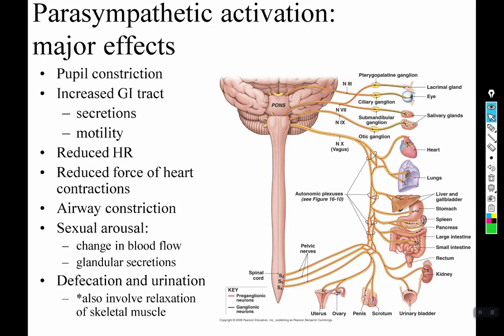So this is also your rest and digest division, so it's going to act on the enteric nervous system in the GI tract to upregulate secretions, like gastric juice, for example, so the acidic stomach juice or pancreatic juice, which contains enzymes. And also motility, which is a way to say muscle action that pushes food through that tract. It's also going to reduce the heart rate and reduce the force of heart contractions. So not only is the heart beating slower, it's not slamming shut very hard.